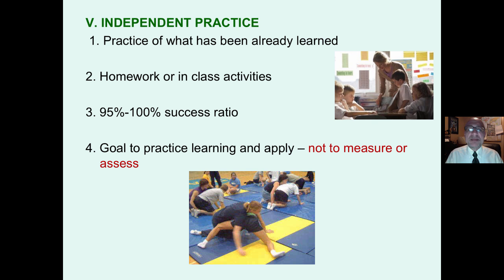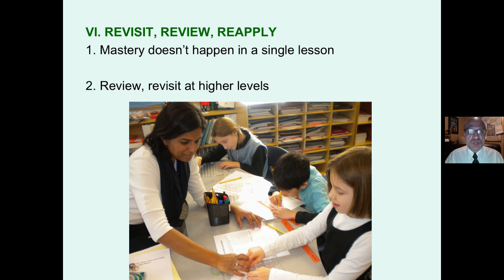And then independent practice is practice of what has already been learned. I give you the information, we do one together, and then I have you do it by yourself. This often is homework or a class activity. This should be designed so that it is 95 to 100% successful. All right? This is practice of what has been learned. The goal is not to measure or assess, but to practice learning.